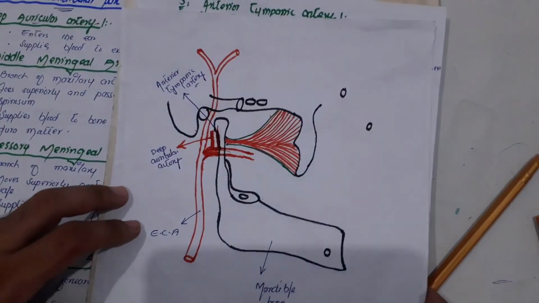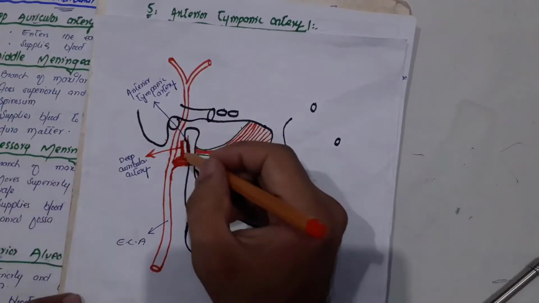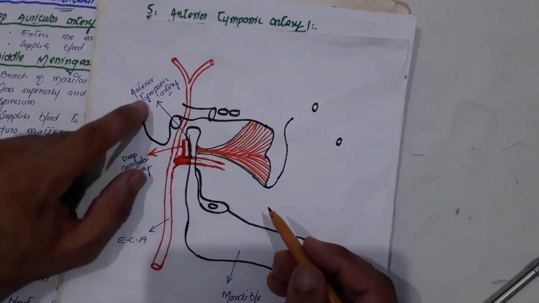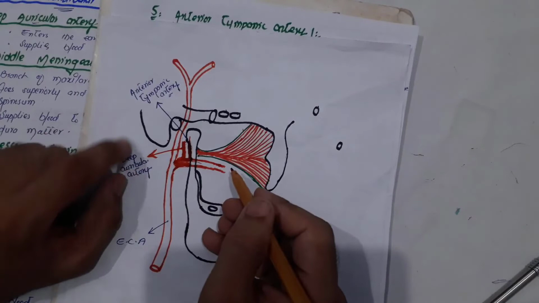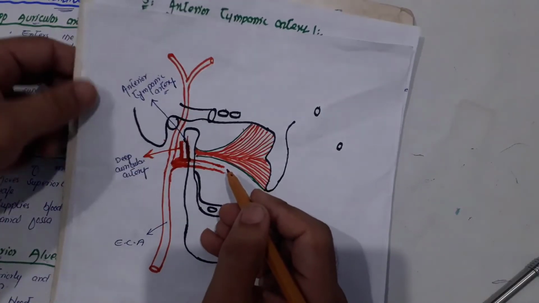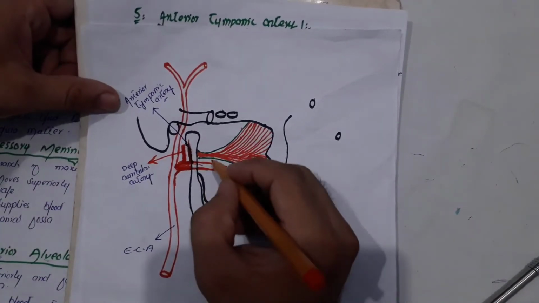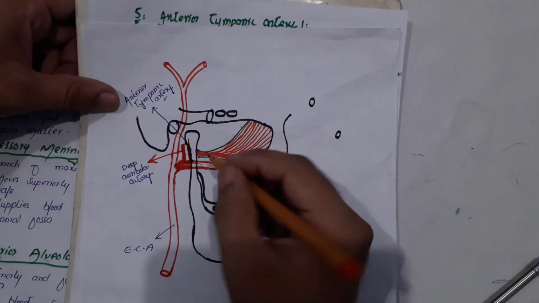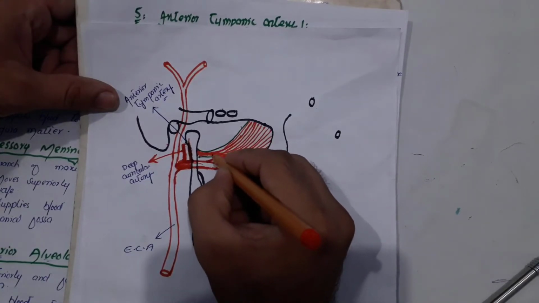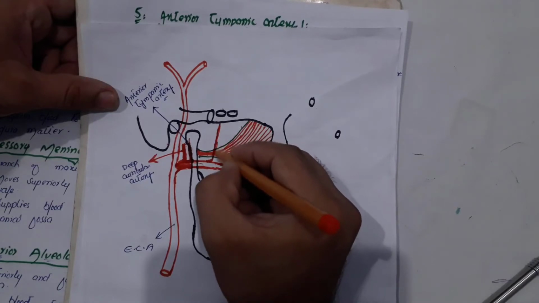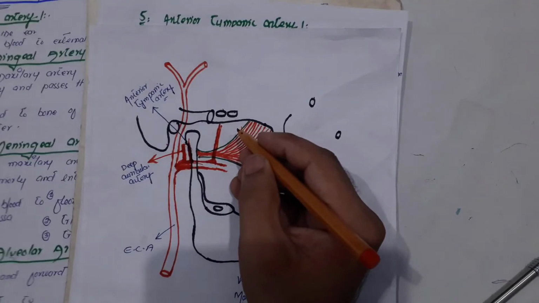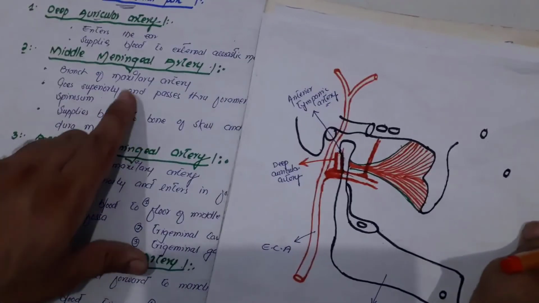Very good. Look carefully. Up to now we have discussed only two branches, the deep auricular artery and the anterior tympanic artery. Now let's move forward. There will be the middle meningeal artery, right, friends? At this point, from this maxillary artery, an artery arises which moves up, right? I had told you which moves up. You can see here, this is the middle meningeal artery.